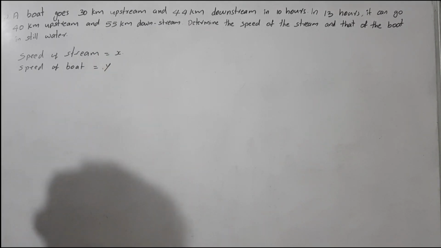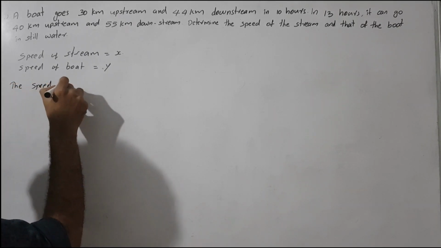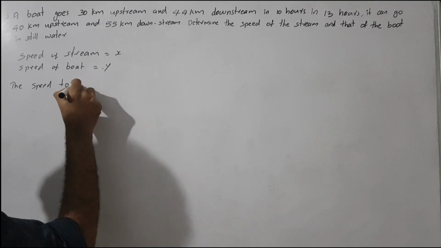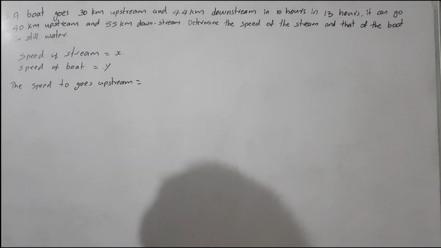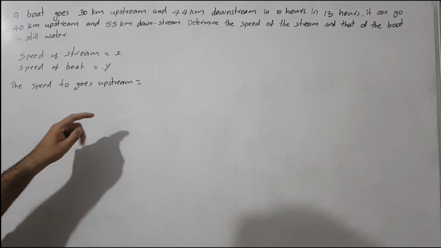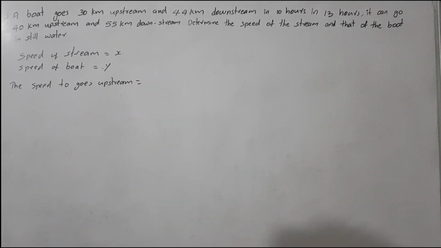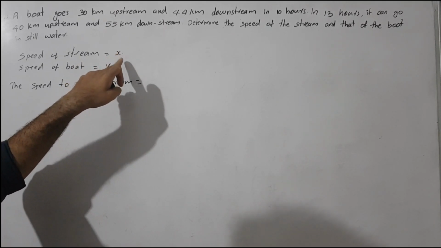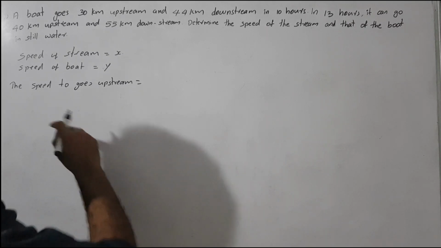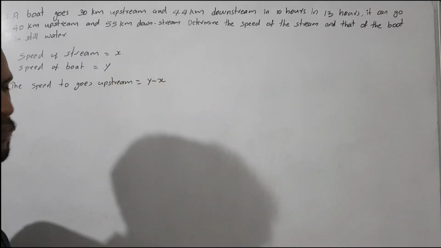Okay, next, if we go upstream, what is the speed? Which one is greater? നമ്മൾ എപ്പോഴും ഒഴുക്കിനെതിരെ പോകുമ്പോൾ ഏതിൻ്റെ സ്പീഡായിരിക്കണം കൂടുതൽ? y, ബോട്ടിൻ്റെ സ്പീഡായിരിക്കണം കൂടുതൽ, സ്ട്രീമിൻ്റെ സ്പീഡിനേക്കാൾ. So the speed to go upstream is y minus x.